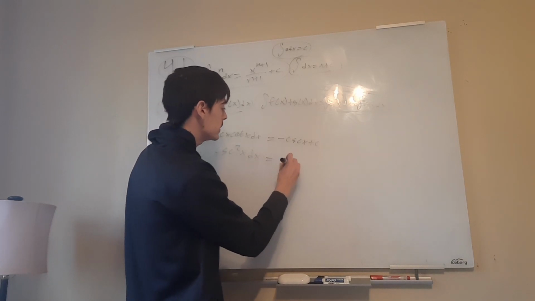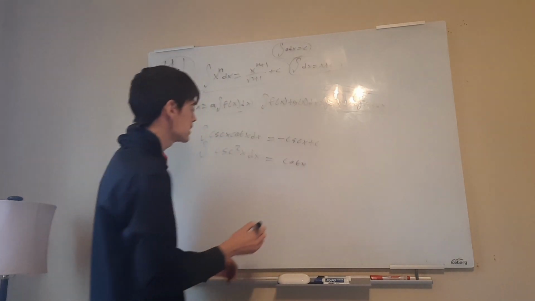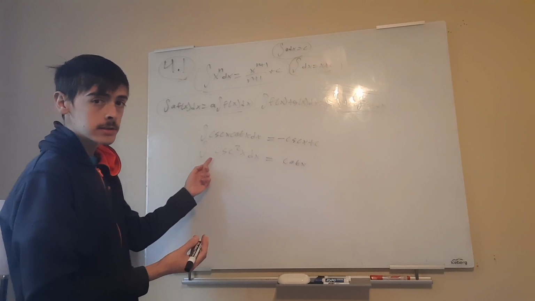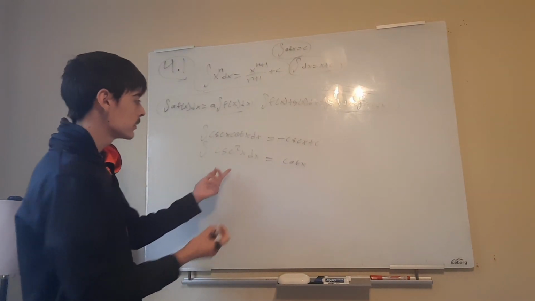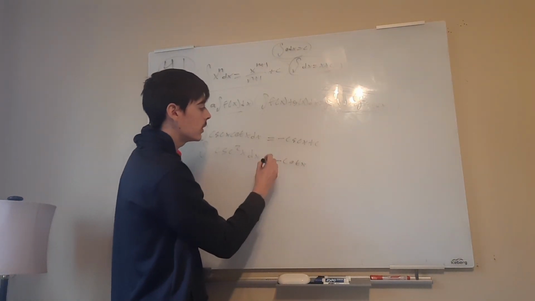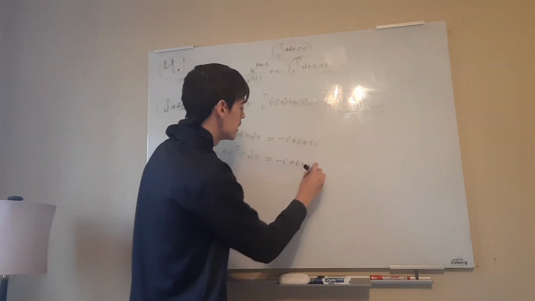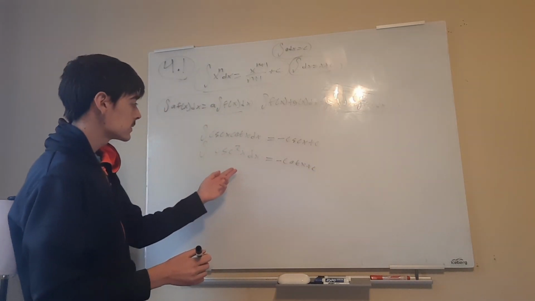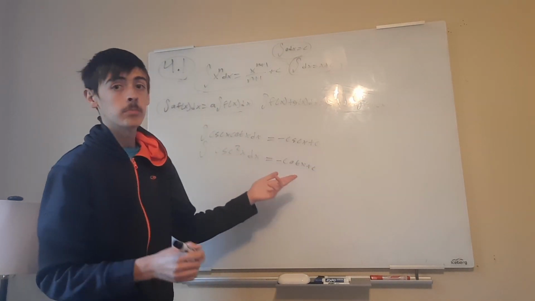Normally, what we would do is we would derive cotangent x, and we would get negative cosecant squared x. But because this is a positive in the integral, we have to make our negative over here in the answer to the integral. So the integral of cosecant squared x will be negative cotangent x plus c.